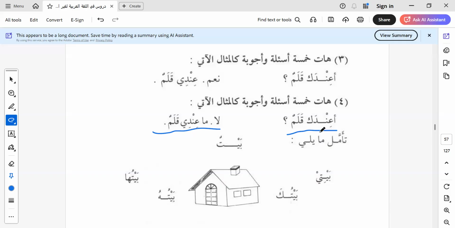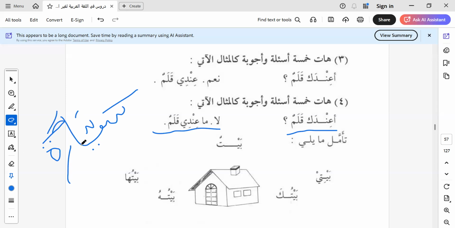عندك سيارة؟ لا, عندي سيارة. No, you want to say لا. I don't have a pen. I don't have a car. لا what? لا ما عندي سيارة. Please take note of the shadda. عندي, ما عندي سيارة. All right, لا ما عندي سيارة. So that's what we have there.